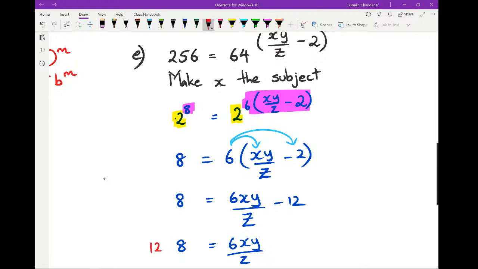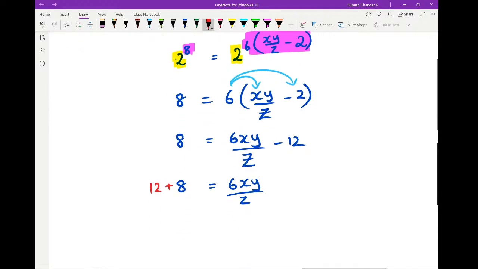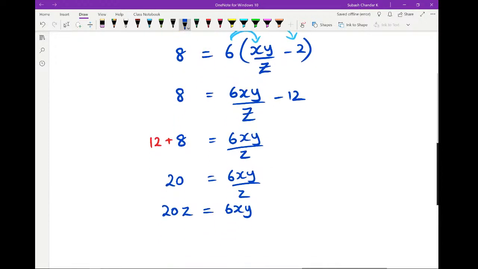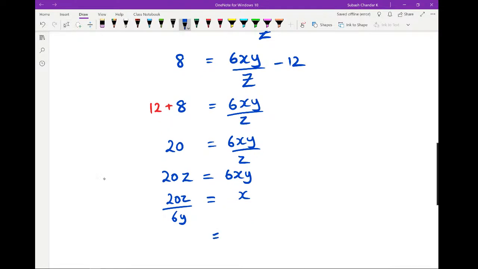We're going to get 12. 12 plus 8. So kind of carrying on here, we're going to get 20 equals 6xyz. Cross multiplying the z, we're going to get 20z is equal to 6xy. And then 6x, no, just x itself. So I'm going to get 20z divided by 6y. And simplifying it, I'm going to get x is equal to 10z over 3y.